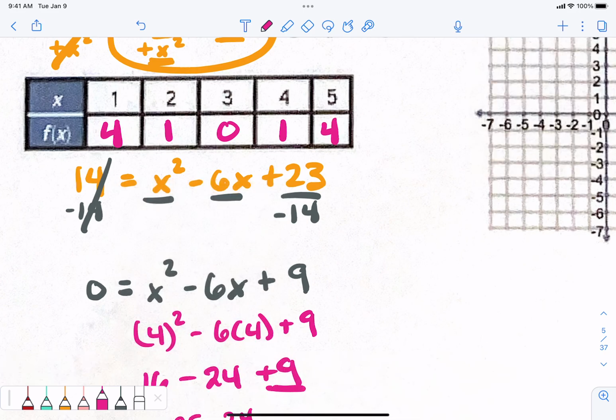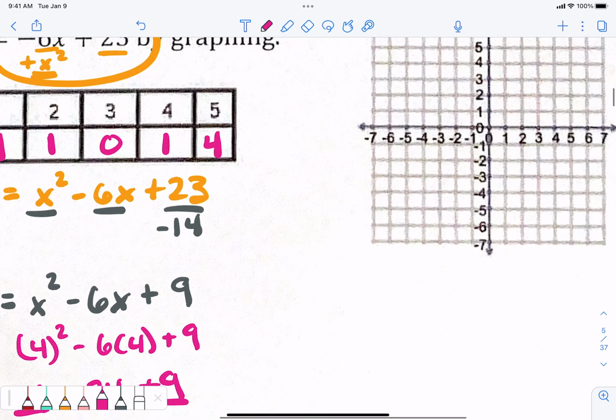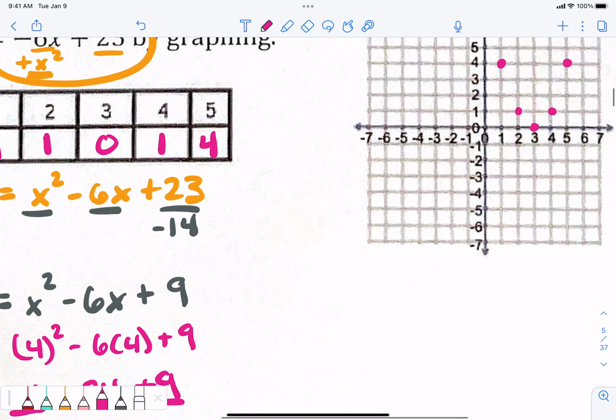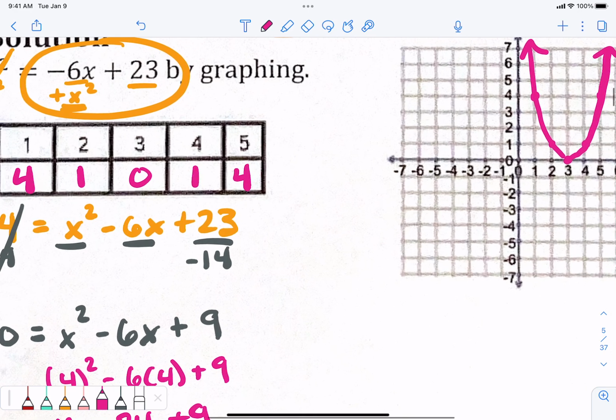We can cheat, right? He's going back up. He's the same, right? So if we plot him, 1 is at 4. 2 is at 1. 3 is at 0. Then we're at 1. Then we're at 4. So this is what my parabola looks like. Notice that my vertex is on the x-axis, right? He looks like that. And I can see that from the table as well.